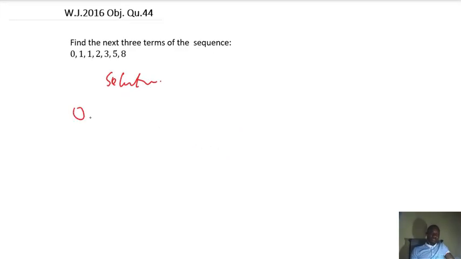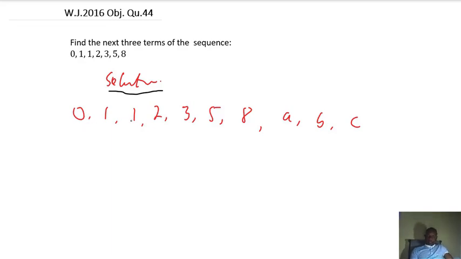We have our sequence here 0, 1, 1, 2, 3, 5, 8, and let's assume A, B, C. So this A, B, C is what we are looking for. Okay, so let's do some analysis here. When you look at the pattern of this sequence, it's neither linear nor exponential.